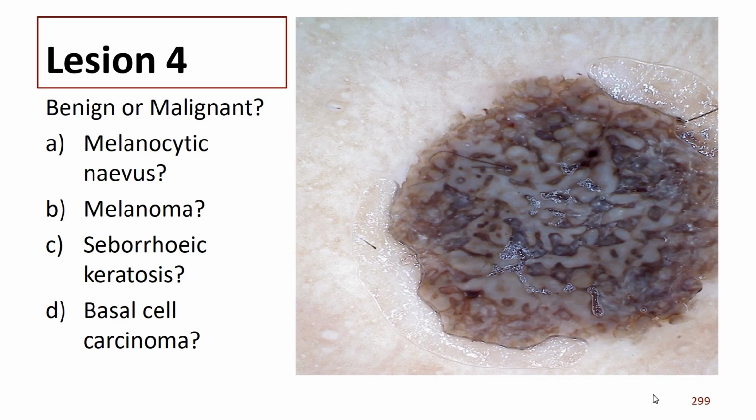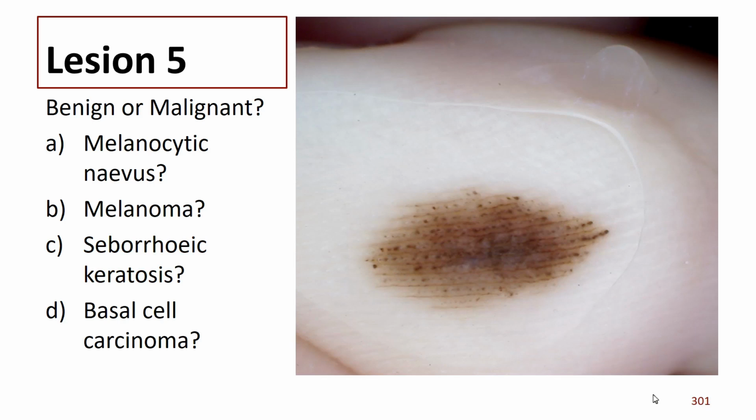This one, A, B, C, yep, C, seborrheic keratosis. Lesion 4, 5. A? Yeah, it's a nevus. This is an acral nevus. So we've got the parallel pattern. We've got very prominent sweat ducts showing up as brown.